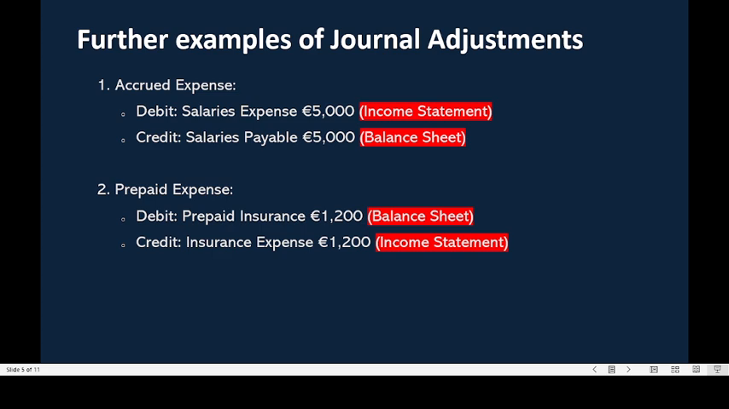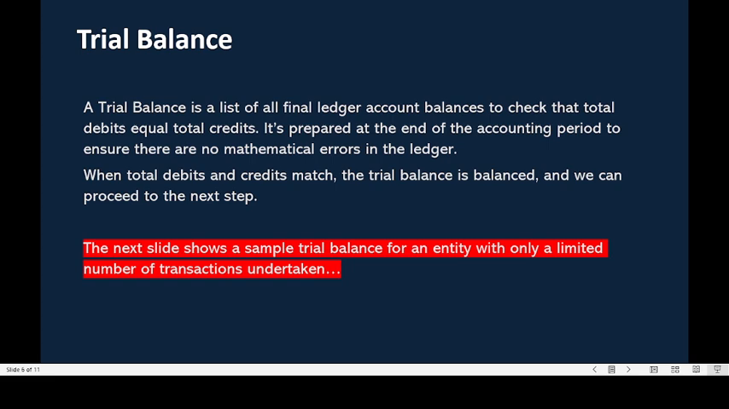After all transactions have been recorded and all journal adjustments made, all the account totals are extracted and placed in a tabular format to come up with the trial balance. A trial balance is a list of all ledger account balances to check that total debits equal total credits. It's prepared at the end of the accounting period to ensure there are no mathematical errors in the ledger. When total debits and credits match, the trial balance is balanced, and we can proceed to the next step.